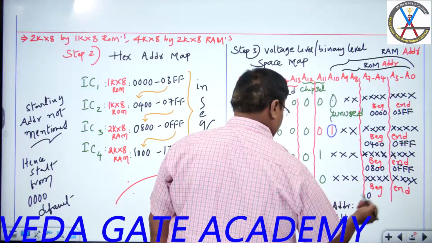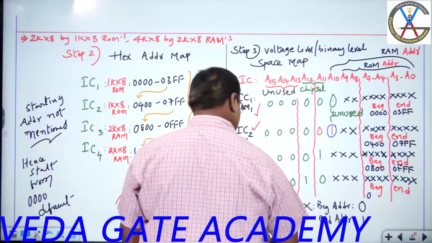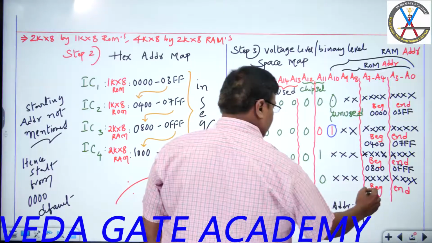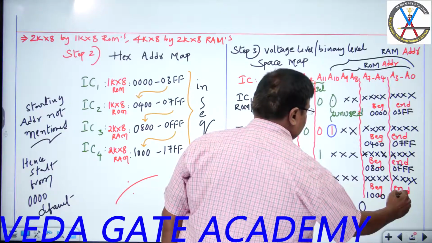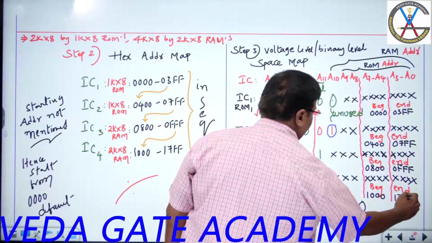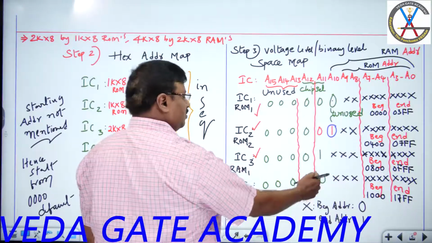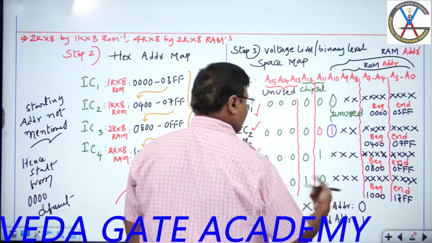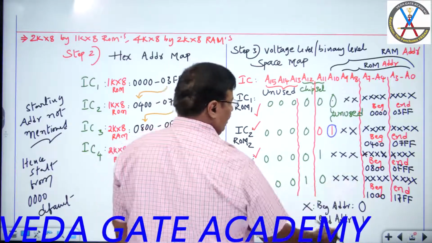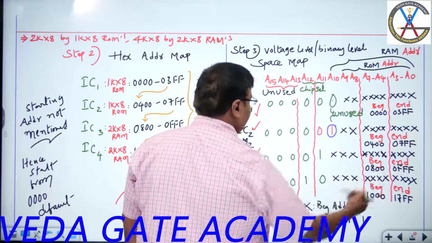0 1 triple 0, no? 1 triple 0 to 17FF. So 0100 0100 to 17FF, how has it come? Keeping all don't cares 1, 7FF like that.